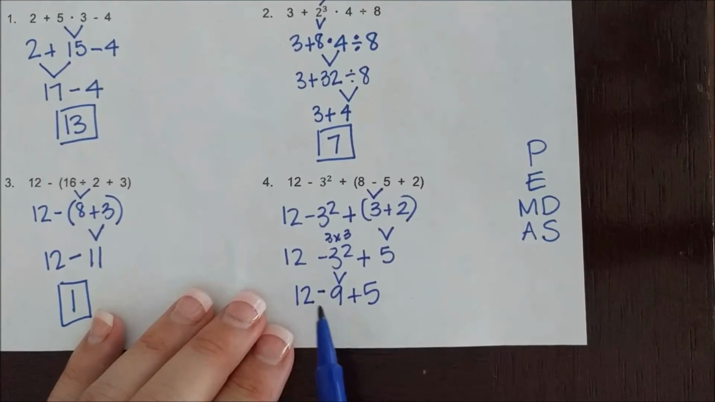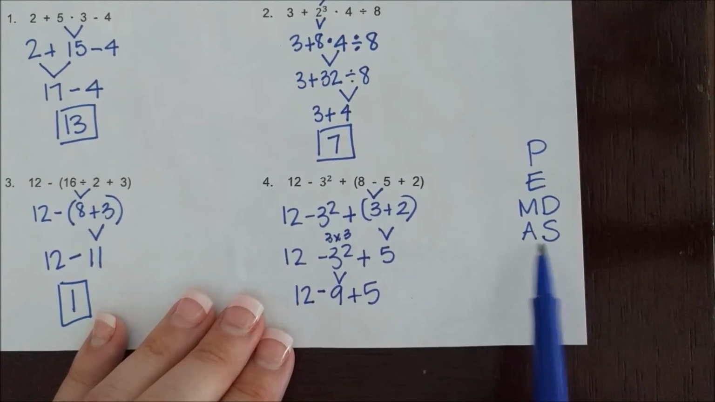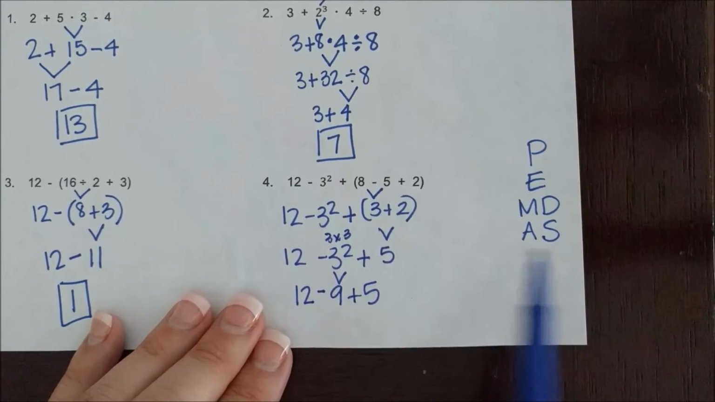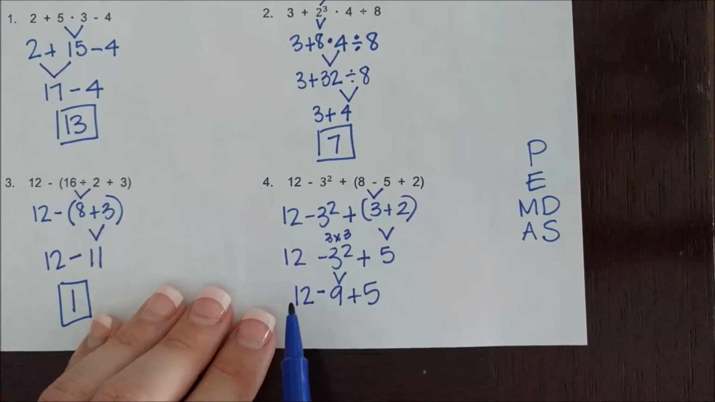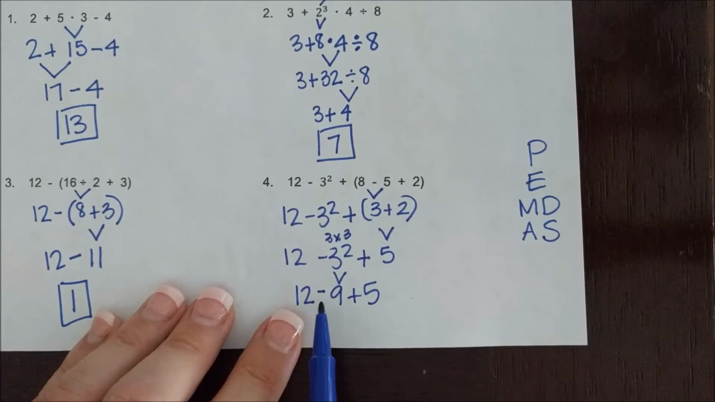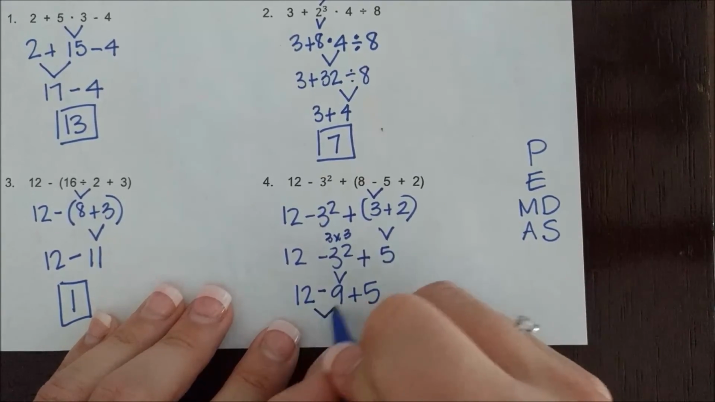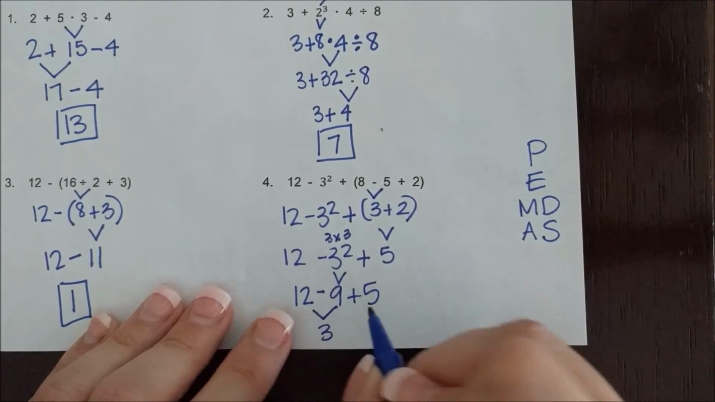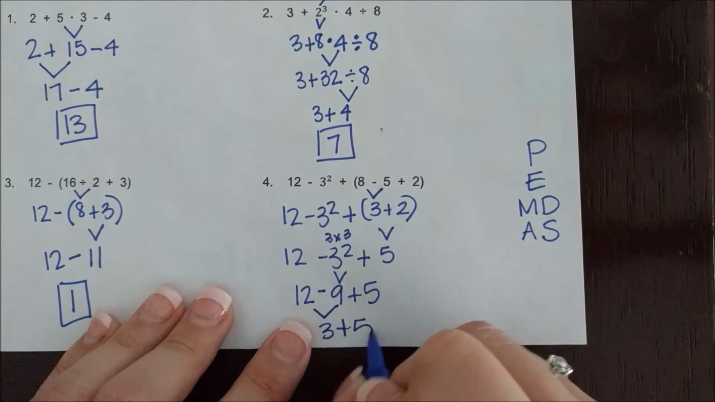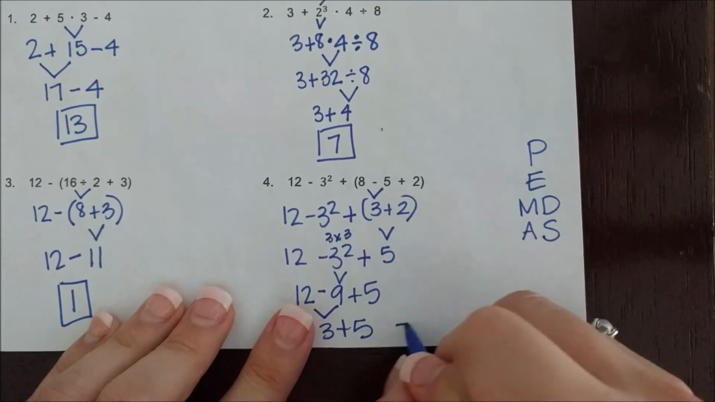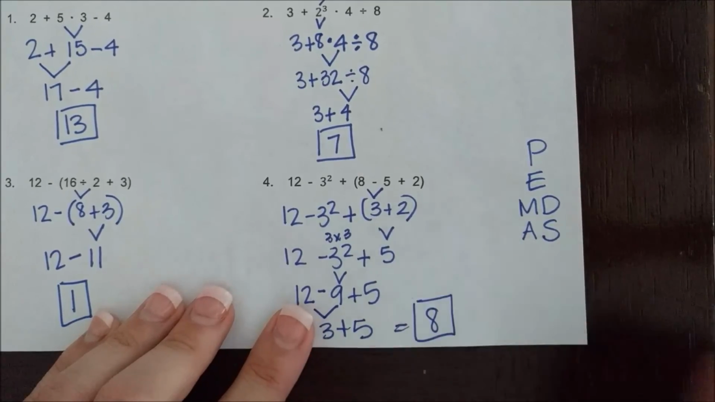Now I'm down to addition and subtraction. Remember, you don't have to do addition first. It's whatever you see first. Okay, addition or subtraction. So as I read from left to right, the first thing I come to is 12 minus 9. So I'm going to do that first. 12 minus 9 is 3. Copy down, and 3 plus 5 equals 8.